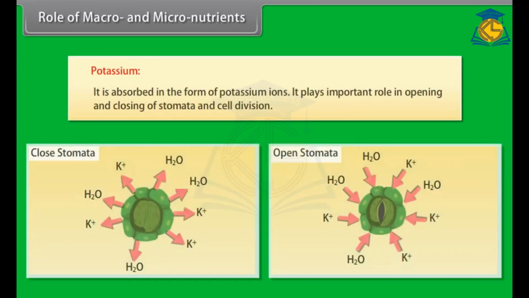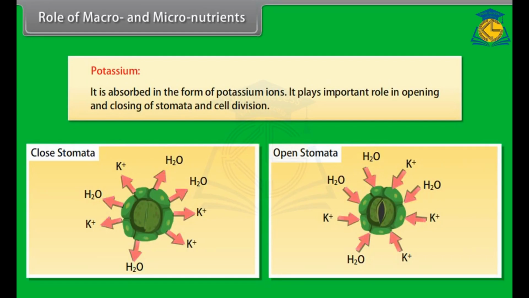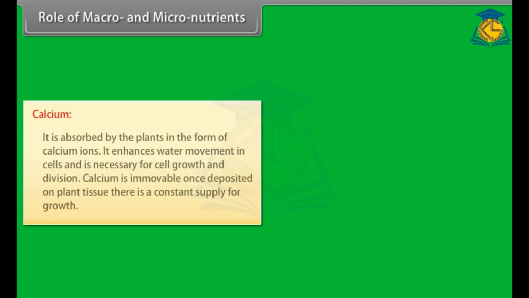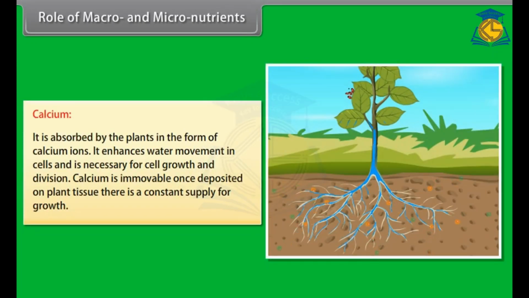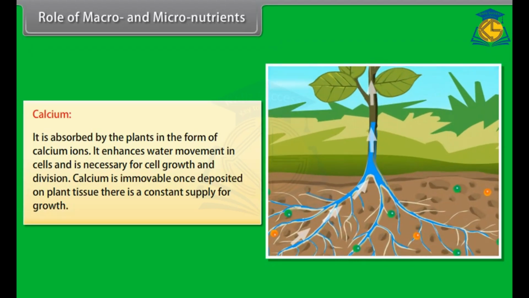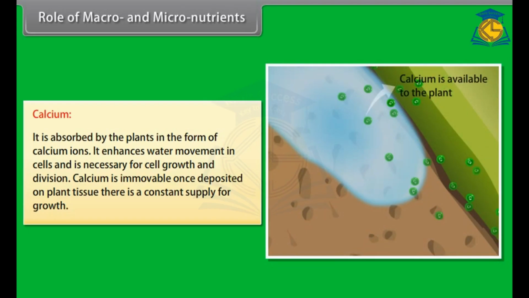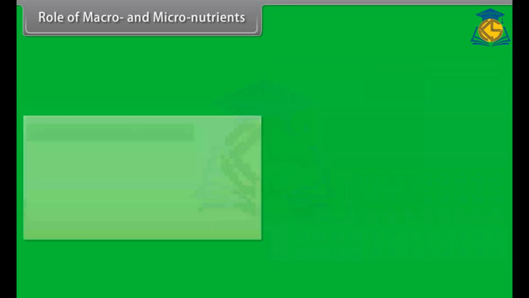Potassium. It is absorbed in the form of potassium ions. It plays an important role in opening and closing of stomata and in cell division. Calcium. It is absorbed by the plant in the form of calcium ions. It enhances water movement in cells and is necessary for cell growth and division. Calcium is immobile. Once deposited in plant tissue, there is a constant supply for growth.